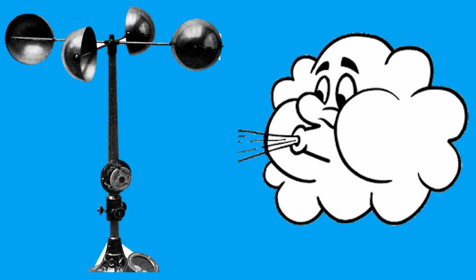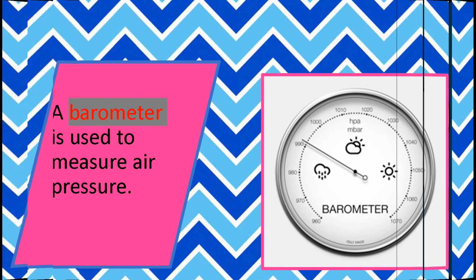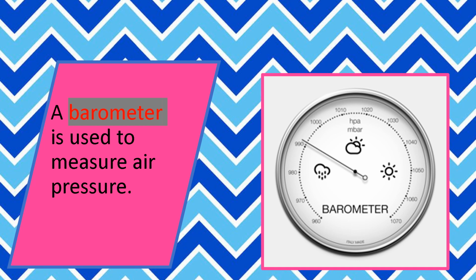Do you know that you can also measure the speed of wind? Do you know which instrument is used to measure wind speed? Awesome! An anemometer. An anemometer is used to measure wind speed. We also have a barometer, which is used to measure air pressure.